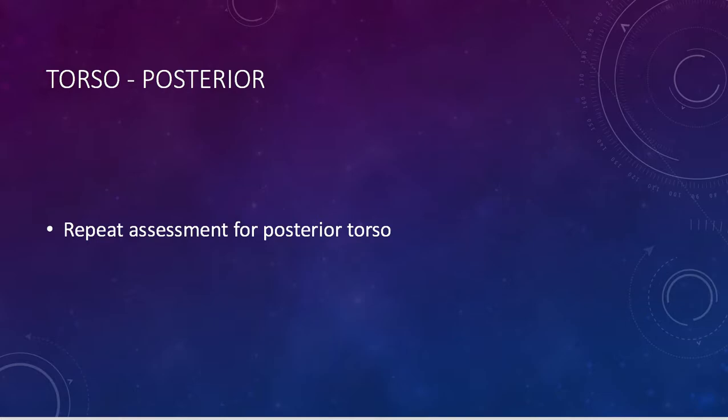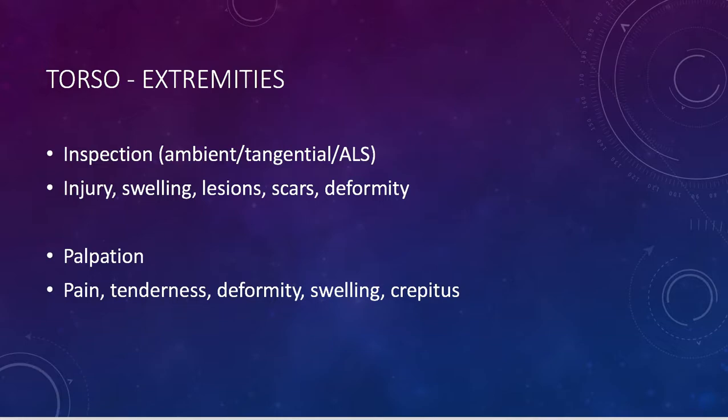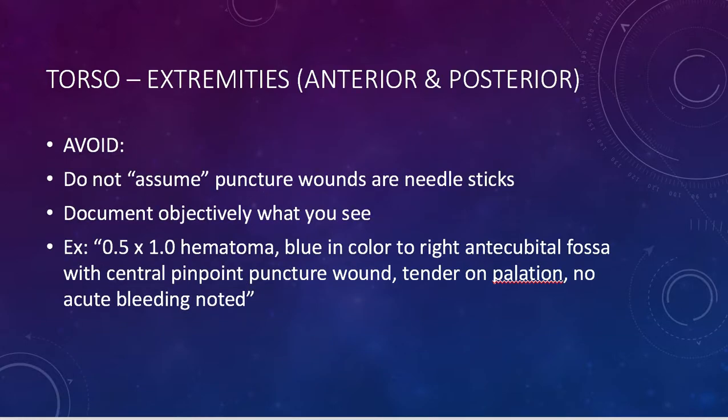And then, of course, repeat assessment for the posterior torso. Then I move on to the extremities. So I'm going to be looking again with the same ambient, tangential, and ALS. I'm looking for swelling, lesions, scars, deformities. I'm going to do my palpation: tenderness, deformity, swelling, crepitus.